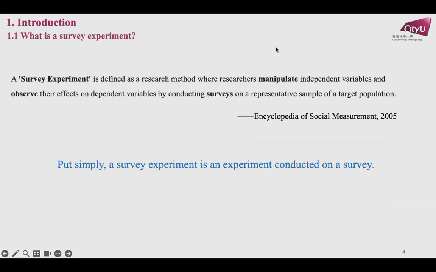So what is a survey experiment? A survey experiment can be understood as a research method where researchers manipulate their independent variables and observe their effects on the dependent variables by conducting surveys on a representative sample of a target population. So in a simple way, we can understand a survey experiment is an experiment conducted on a survey.